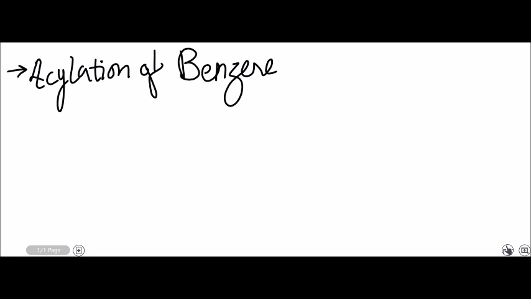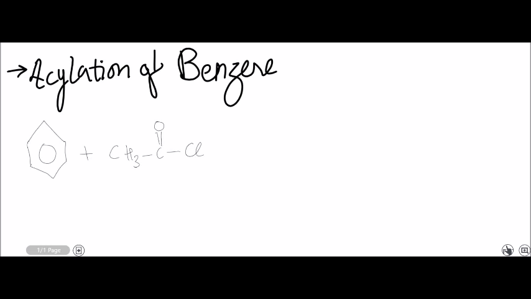In this reaction, we have benzene, which is going to react with acyl halide, and acyl halide is basically a carboxylic acid kind of thing, but over here instead of COOH, we have CO, the carbonyl group, and the carbonyl group is attached with a halogen.